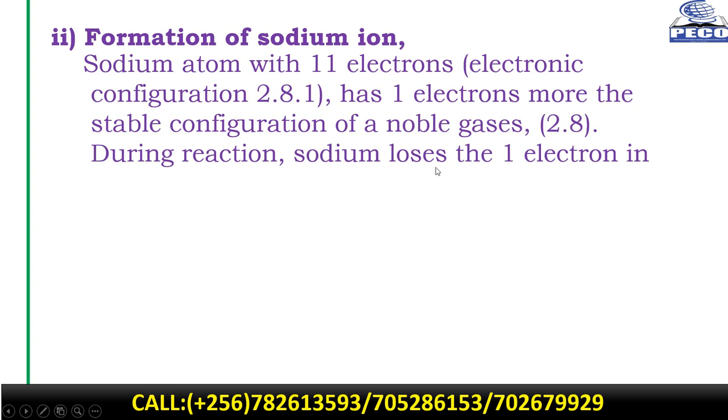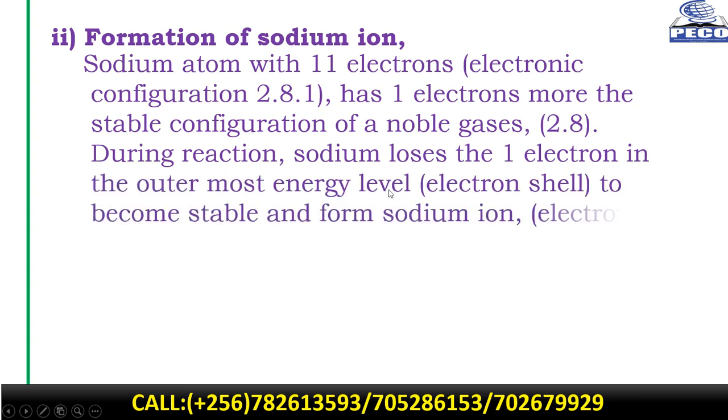During the reaction, the sodium loses the 1 electron in the outermost energy level or electron shell to become stable and form the sodium ion. The sodium atom, which is unstable, has atomic number 11, so its electronic configuration is 2, 8, 1. So it has to lose this 1 electron here. And in the atom, the number of protons is equal to the number of electrons, so therefore the charge is 0. In our center here of the atom, we have the nucleus.